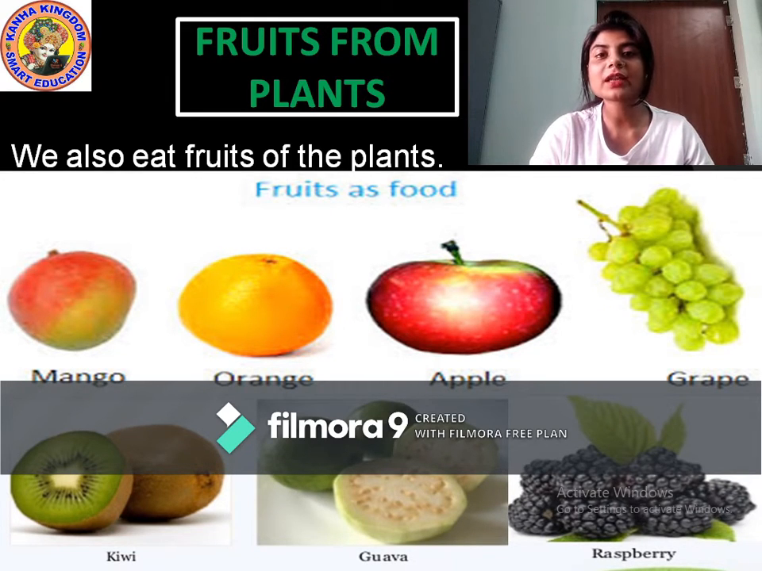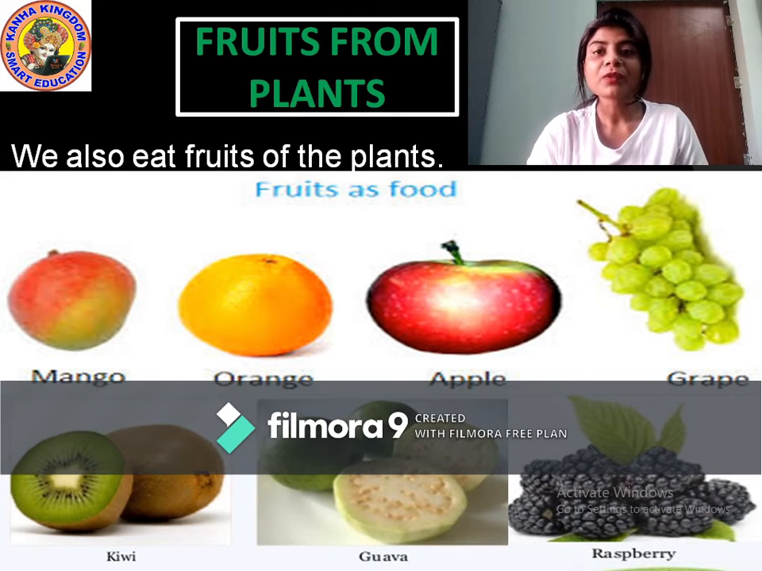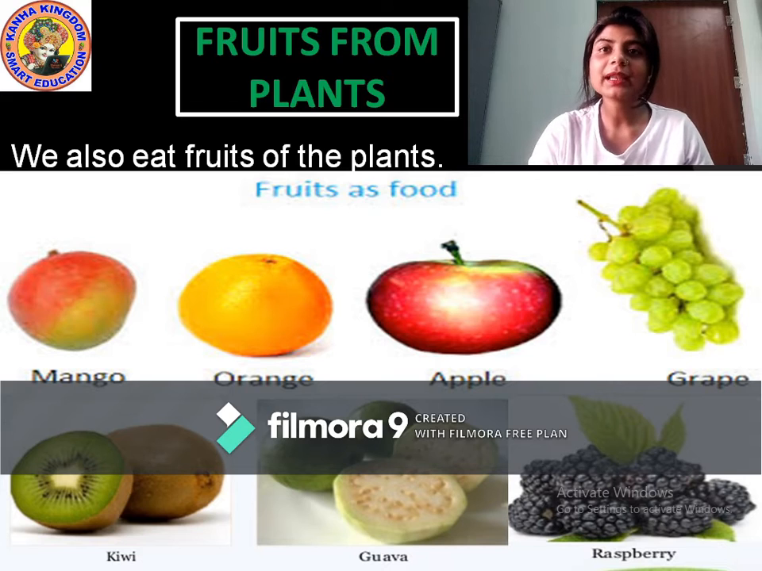Okay, we also eat the fruits of a plant. These are the fruits of the plant. Understood? Like mango, orange, apple, grape, kiwi, guava, raspberry, pomegranate. So many fruits are there. Yes or no? Watermelon. All these are what? These are fruits of a plant that we eat. That we eat as food. Understood?